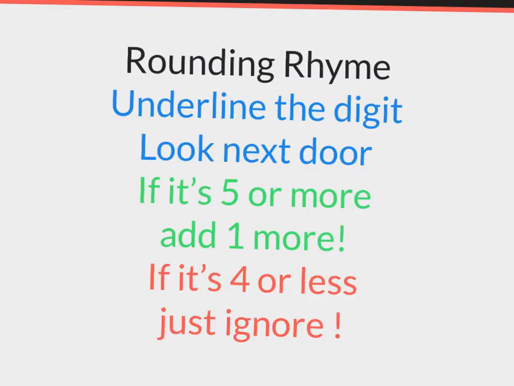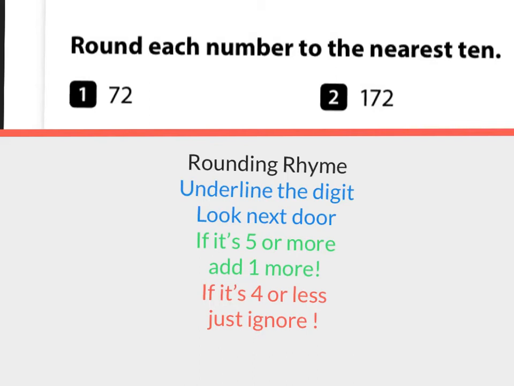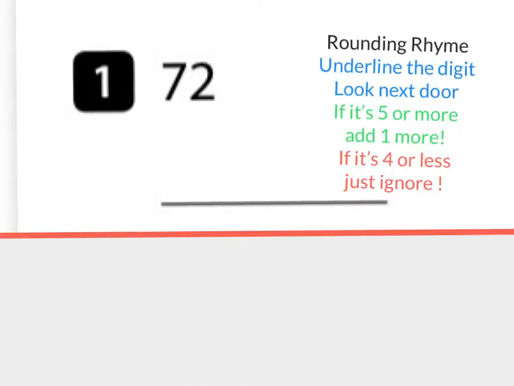Alright, here's the rounding rhyme that we're going to be using. Underline the digit, look next door. If it's 5 or more, add one more. If it's 4 or less, just ignore. Alright, the directions for the first 4: round each number to the nearest tens place.